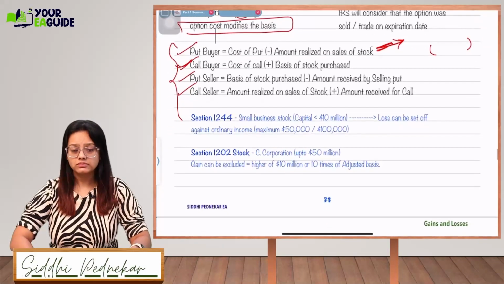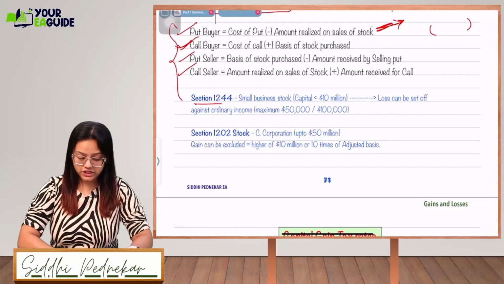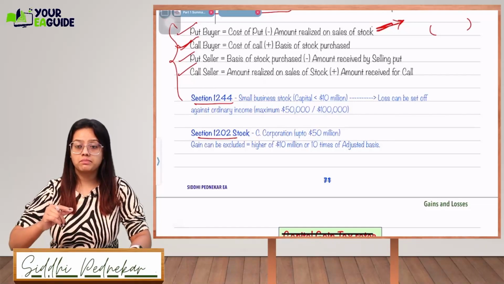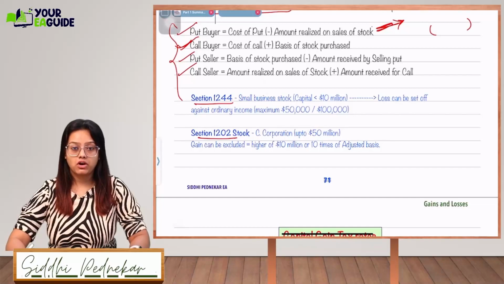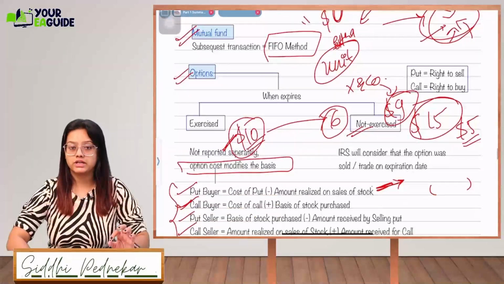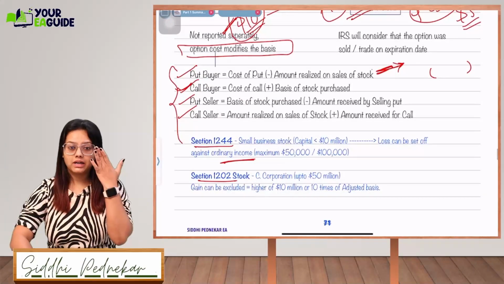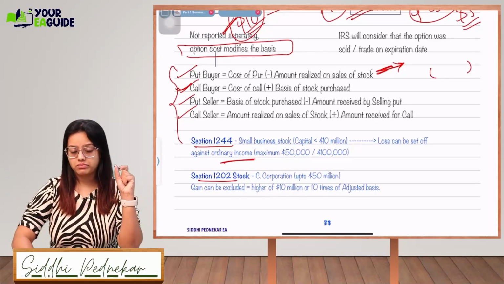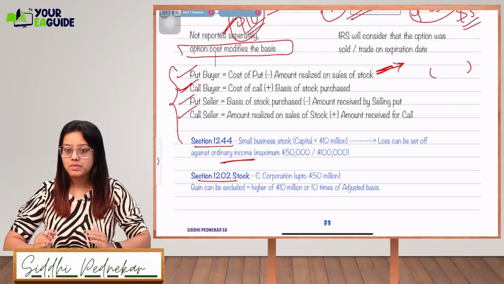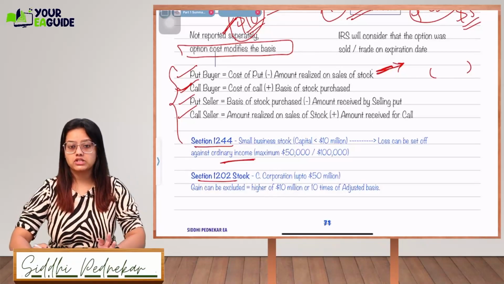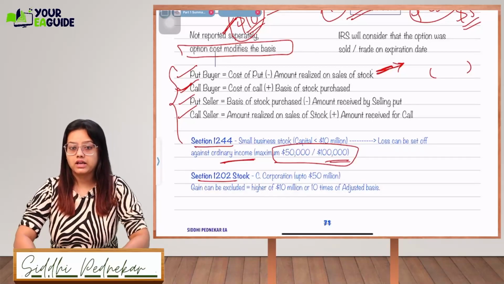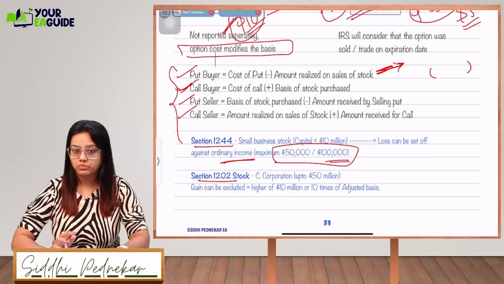Okay. Then we have section 1244 and section 1202. 1244 was what? Small business stock. Loss can be offset against the ordinary income. We'll see later how we are going to offset the incomes and losses. But remember, small business stock means what? It has a capital of up to $10 million, right? Then the loss can be offset against ordinary income, but the maximum limit is 50,000, and in case of MFJ it is 1 lakh. Got it, guys?